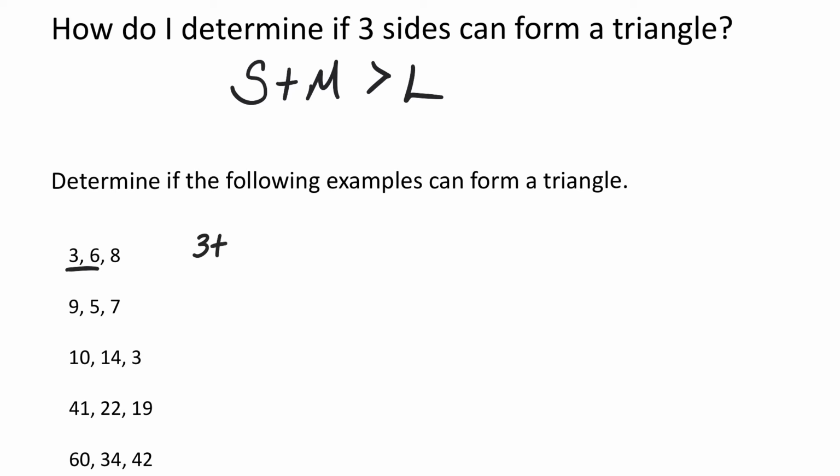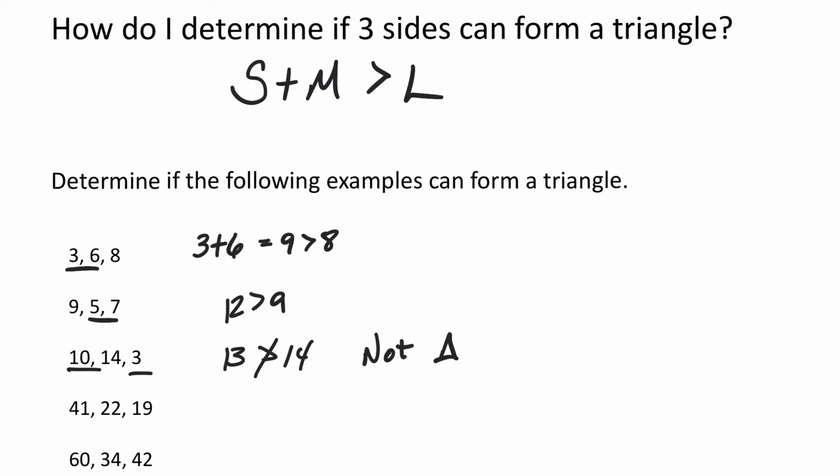So 3 plus 6 is 9, which is greater than 8. Again, we're not determining that it's a right triangle here. We're just determining that it is a triangle, period. Because if it's not even a triangle, there's no reason to determine if it's a right triangle. In this one, the two smaller sides are 5 and 7, which makes 12, and 12 is greater than 9. Therefore, this is a triangle. Third example, we have 10 and 3, which is 13, and 13 is not greater than 14, so this one is not a triangle.